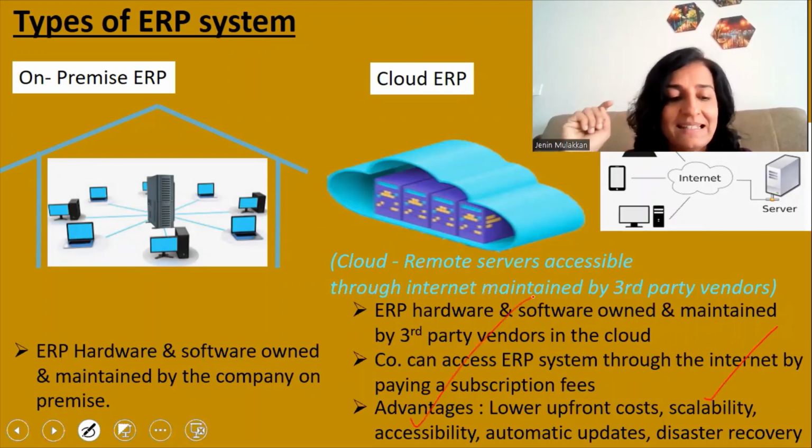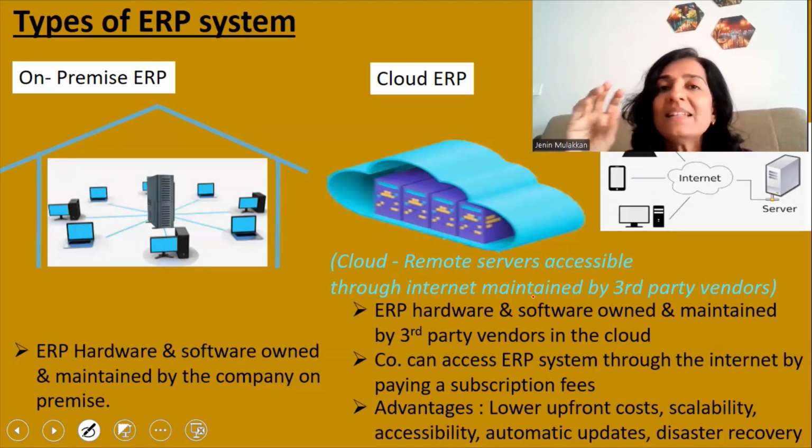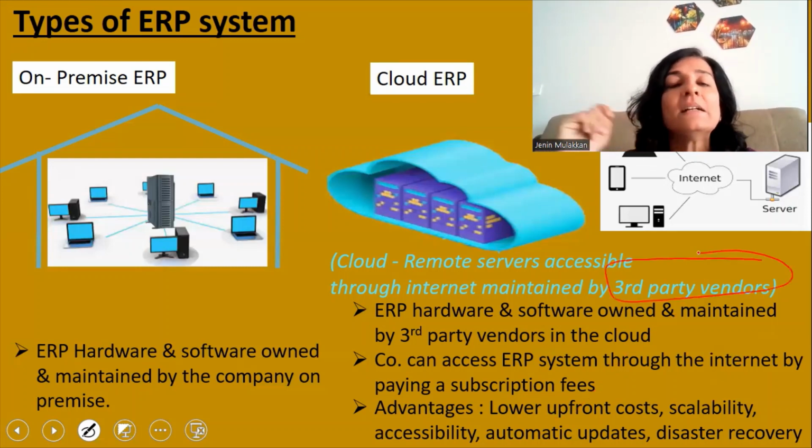And accessibility is the next advantage. Accessibility means that it can be accessed from anywhere where we've got an internet connection. And automatic updates. Now, all the updates will be taken care of by this third-party vendor. It is not on our shoulders. So basically, we don't need to be worried about all the updates that are taking place.